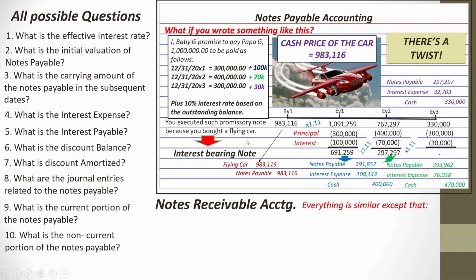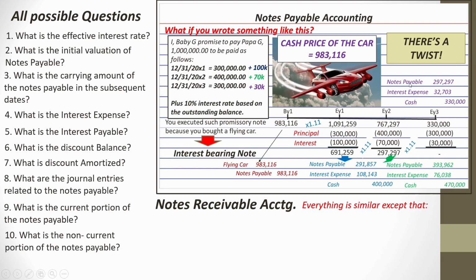The short answer is, first, in the valuation, there will be no changes. The note receivable will still be valued based on this cash price, and the computation for the effective rate is still the same as in the past episodes. Basically, everything in this timeline is still applicable.